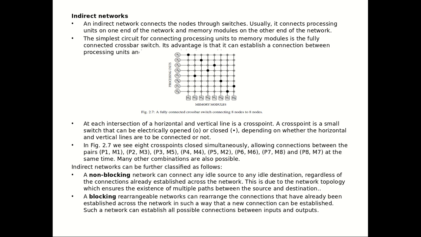Then what is a blocking rearrangeable network? A blocking rearrangeable network is a network which can be rearranged, and the connections that have already been established across the network can be modified to make a new connection. So the previous connections can be changed, re-established or rearranged in such a way that a new connection is established. Such a network can establish all possible connections between inputs and outputs.